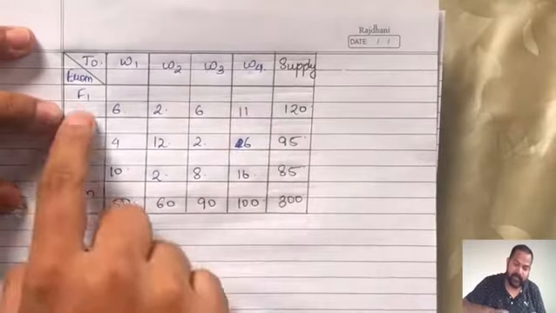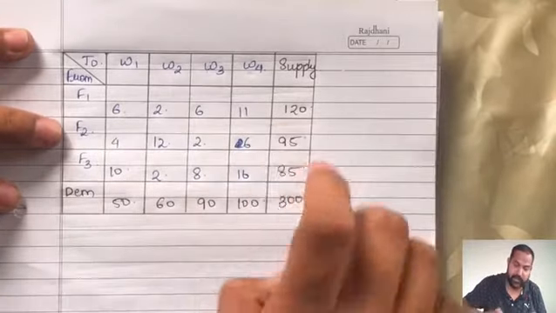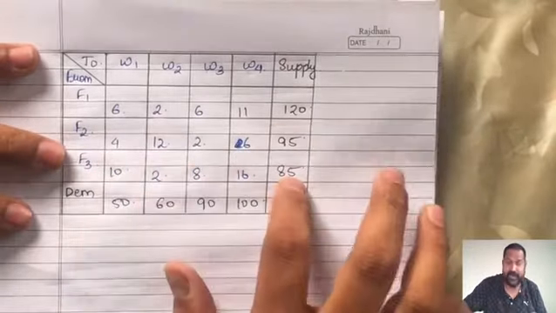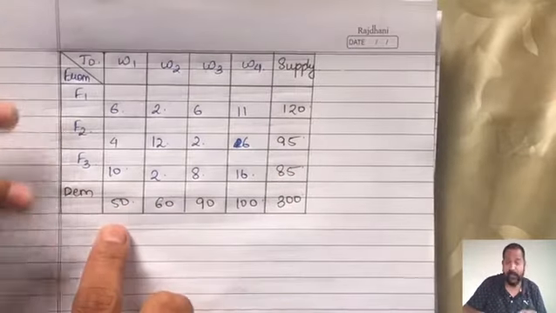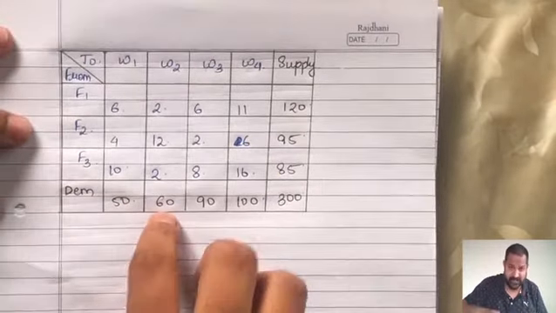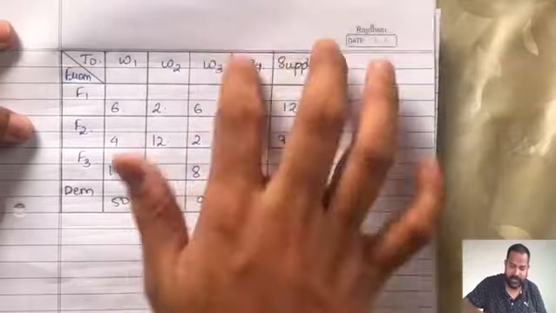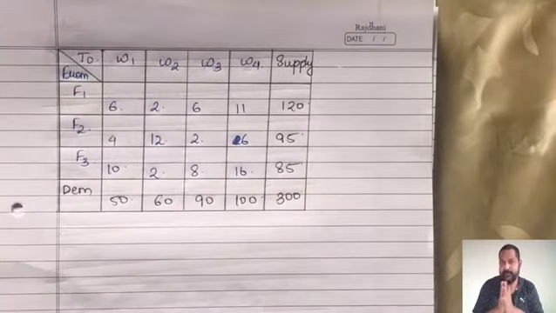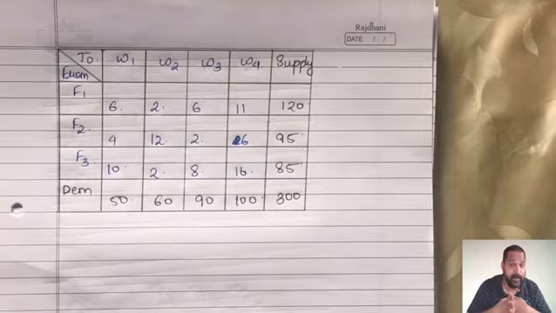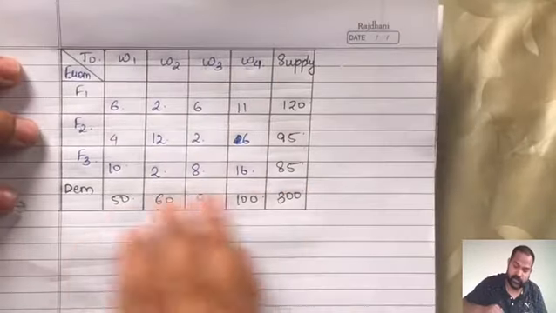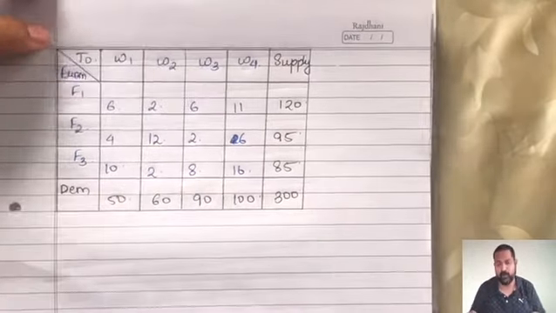The supplies are, factory 1 can supply 120, 2 can supply 95 units, 3 can supply 85 units. W1 has a demand of 50, W2 has a demand of 60, W3 has a demand of 90, and W4 has a demand of 100. Does demand meet supply? Yes. The total of the supply is 300 and the total of the demand is also 300.